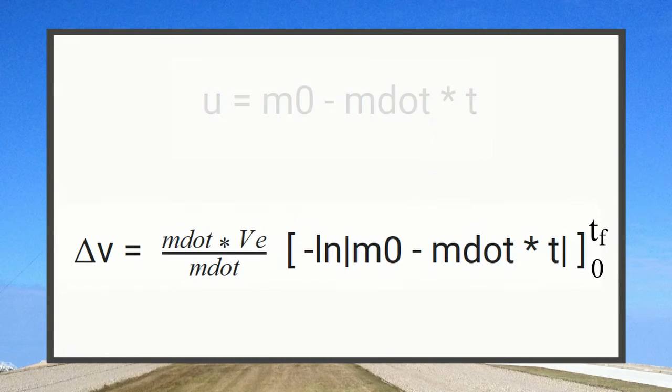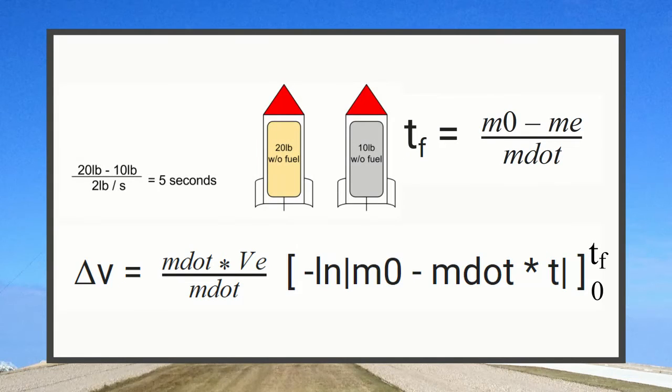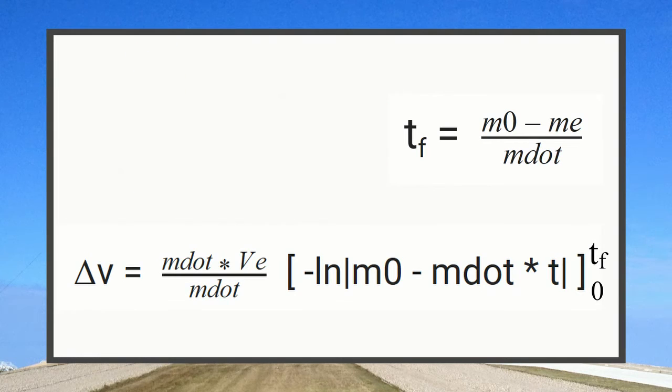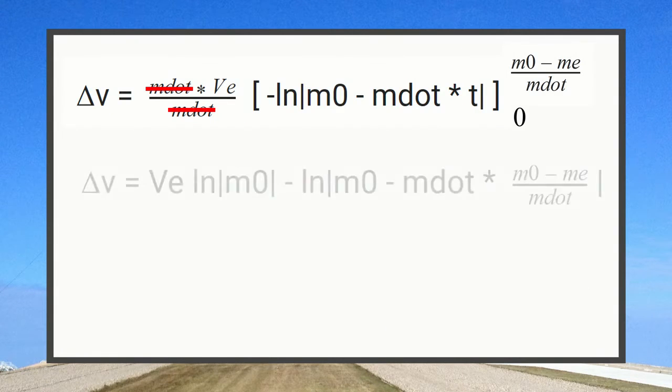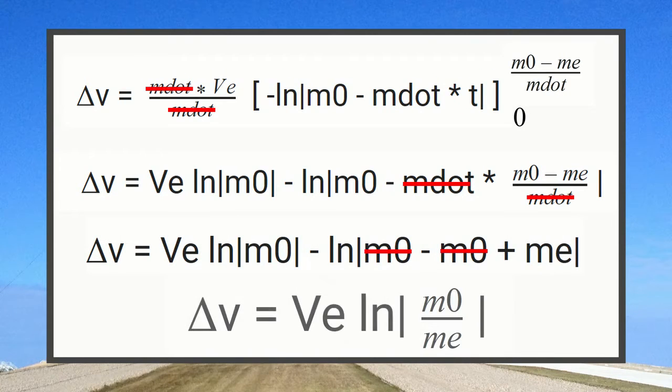At this point, we're going to go ahead and substitute in m naught minus m e all over m dot for the limit t sub f. This equation is basically stating that the initial mass of the rocket minus the final mass divided by the mass flow rate is equal to the time that it takes for the rocket to use all its fuel. An example of this would be a rocket that's 20 pounds when full, 10 pounds when empty, and has a burn rate of 2 pounds per second, which would have a burn time, t sub f, of 5 seconds. We do this so that our function is in terms of the mass of the rocket and its fuel instead of time. Now, after evaluating on the limits, the equation can be simplified to this, and then this.